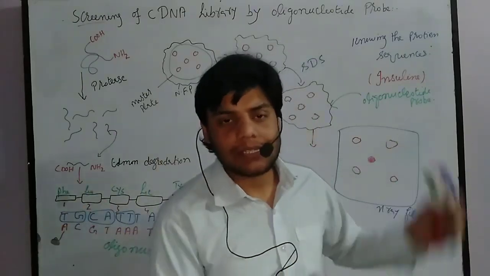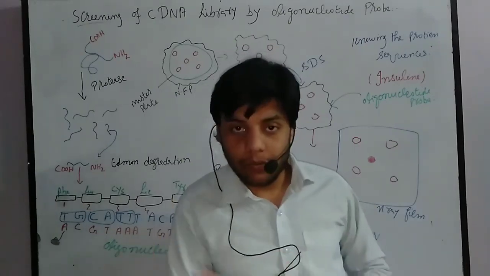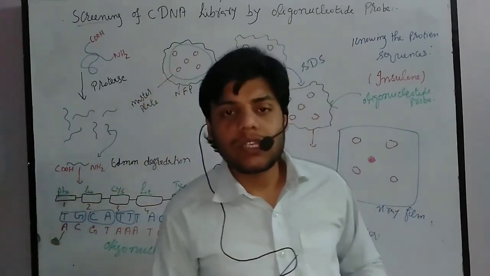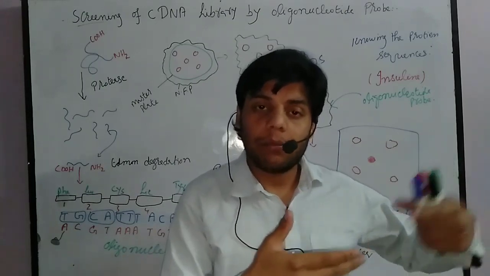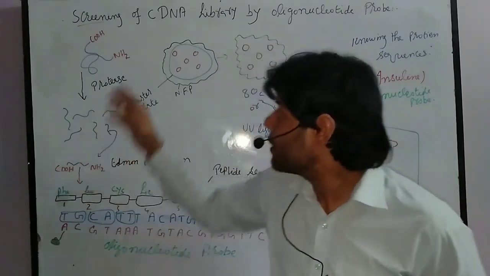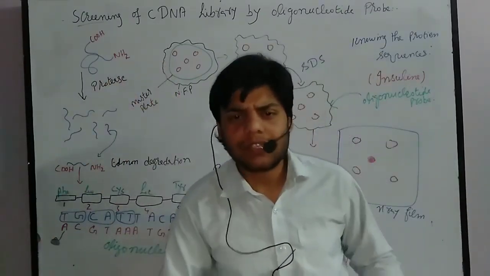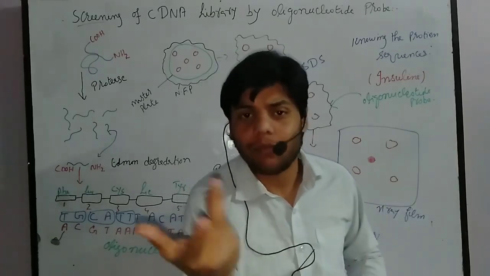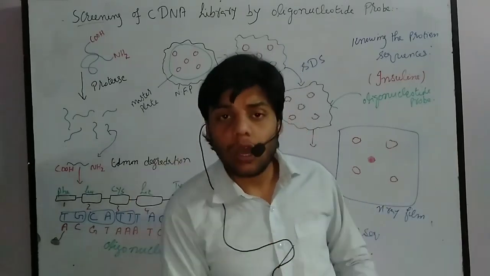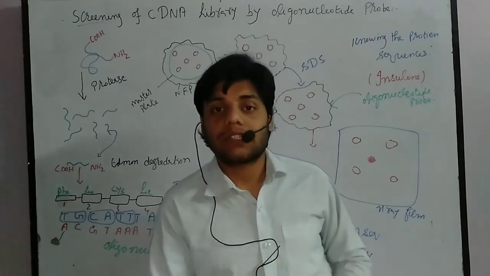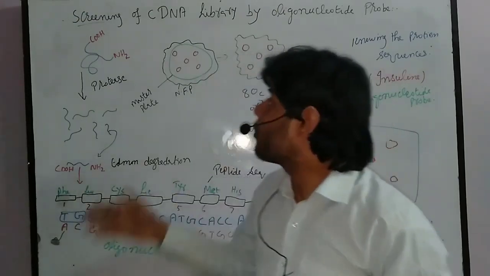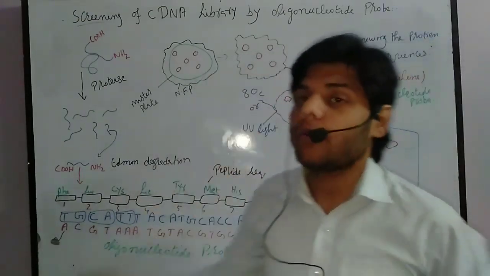Then we will use it for our purposes. For example, let's suppose this is the insulin producing vector, so we are using it for our diabetic patients. Okay, so then it is used for different purposes. I just gave one example of insulin. You can also take an example of growth hormone. So this is all about the screening of a cDNA library by oligonucleotide probes.